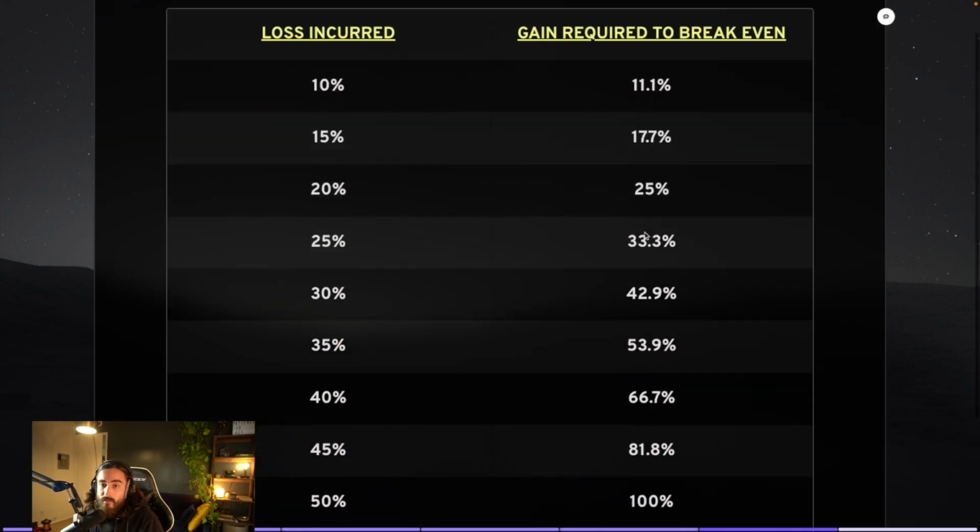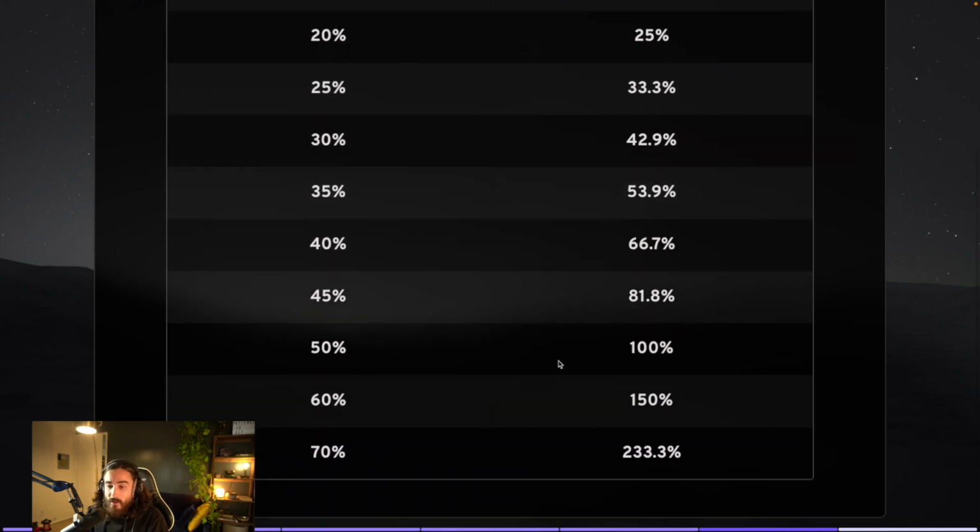Okay. Now this graph here, you might have seen this before, but basically the more loss you incur, the greater the amount of gain required to just break even. So if you've lost 10%, then you have to make back that 10% and 1.1%. And once you get down to 30%, now you've got to make back your 30% and 12.9% just to break even. And then it just goes bigger and bigger. Obviously, with like 50%, you have to make back 100%. So now you have to make 100% of your money just to break even. And then 70%, even more, 233.3%.